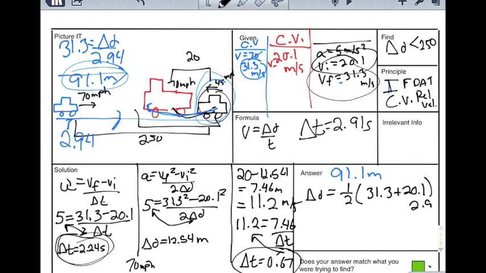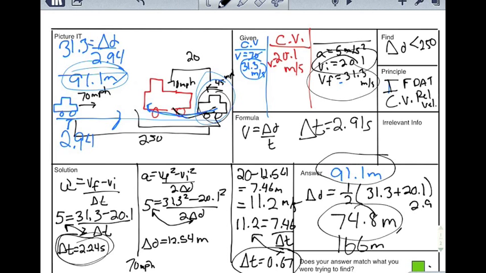Okay, and when we multiply that out, we get 0.5 times 31.3 plus 20.1 times 2.91, and we get a total distance of 74.8 meters. So the total distance that it travels, the black car travels 74.8 meters, the blue car travels 91.1 meters. So the total distance relative to each other, you have to add those two things together. And when you do that, you get 166 meters, which is less than the 250. So it is safe to pass the car.